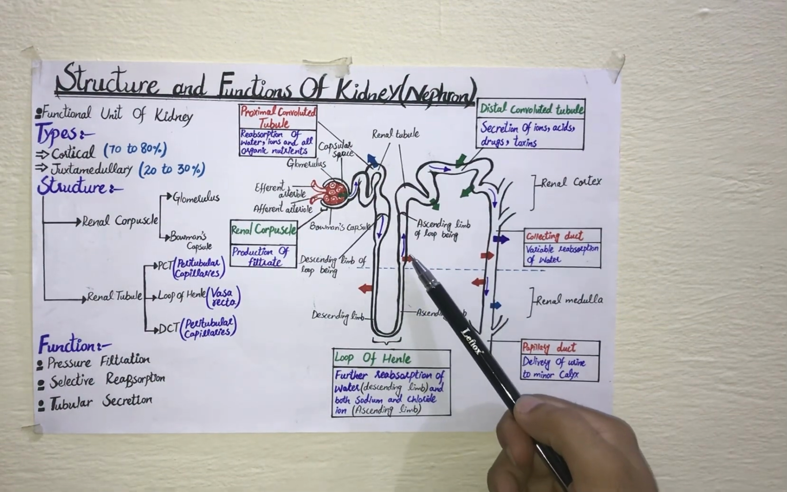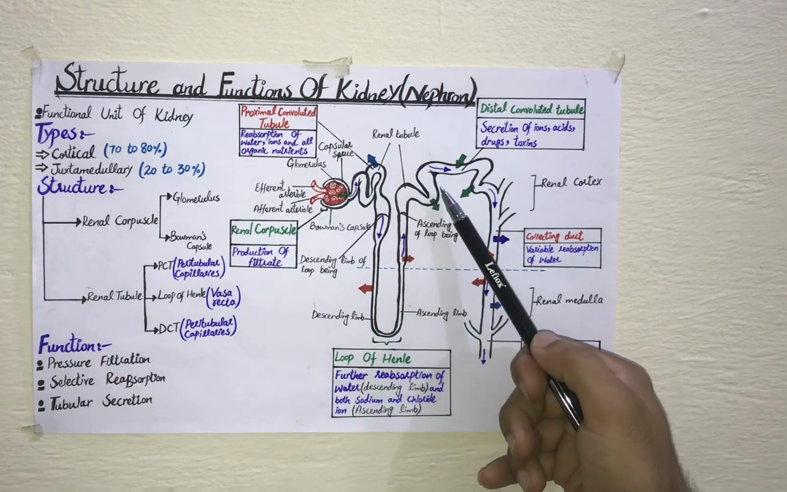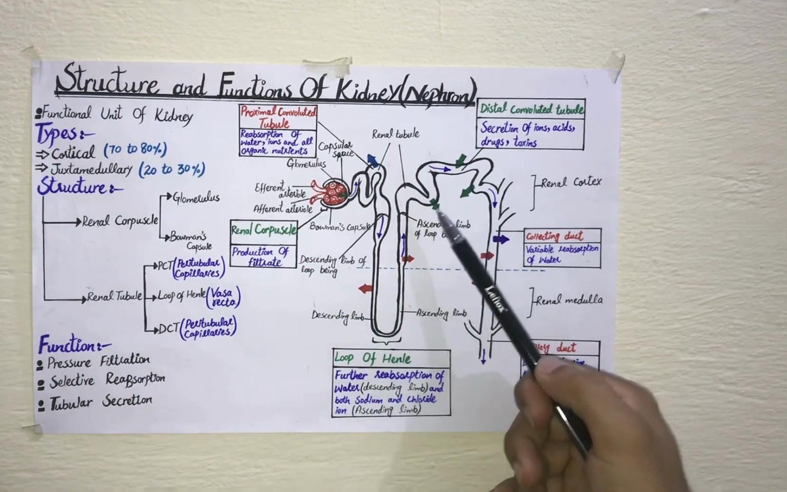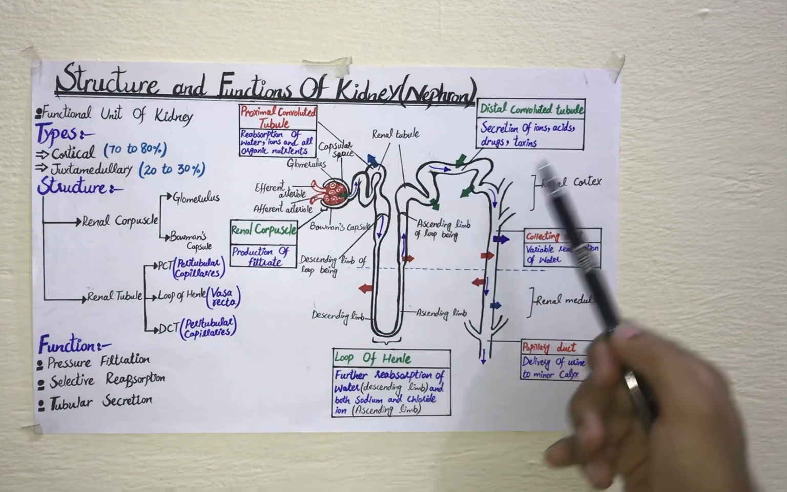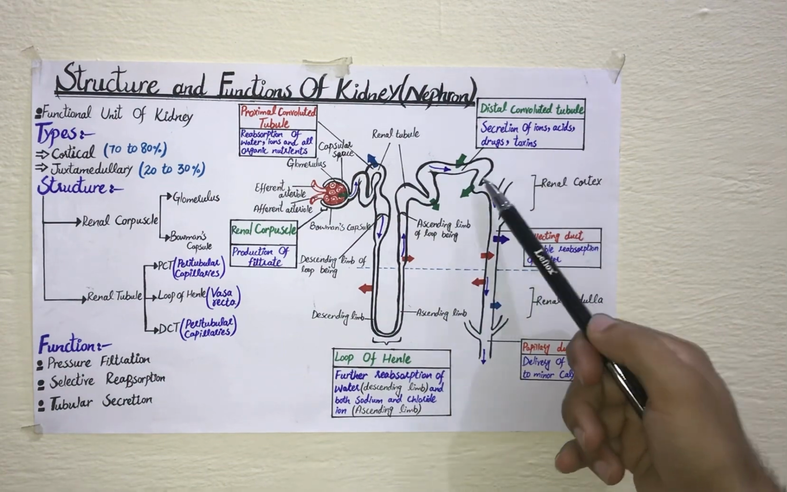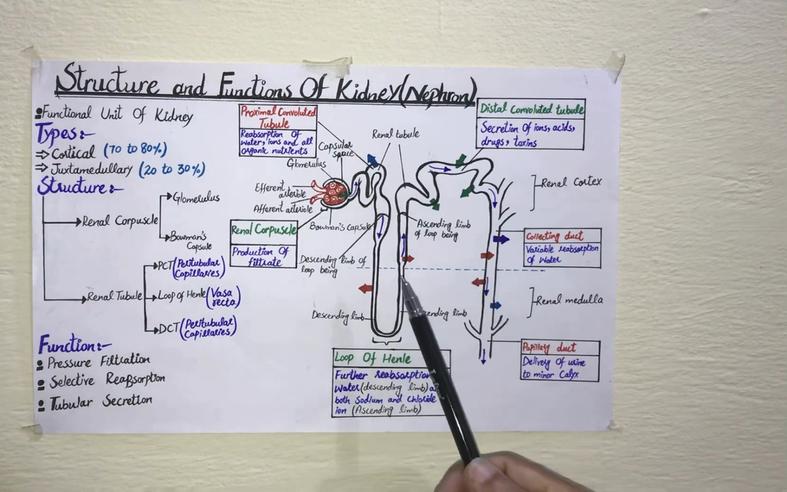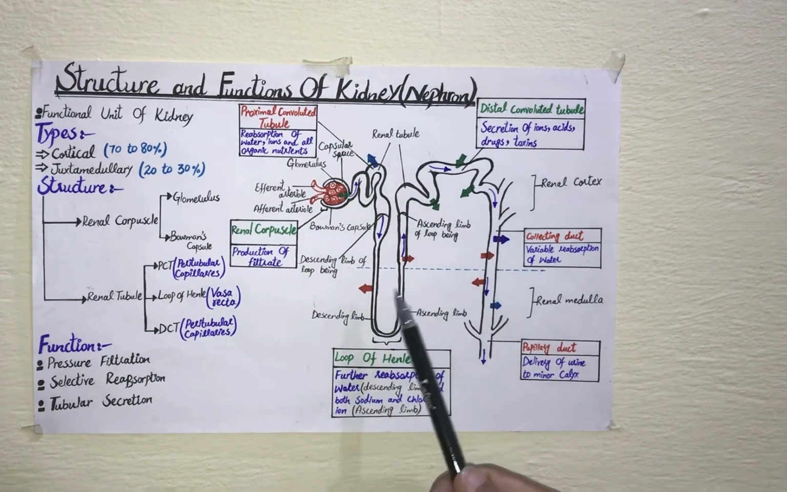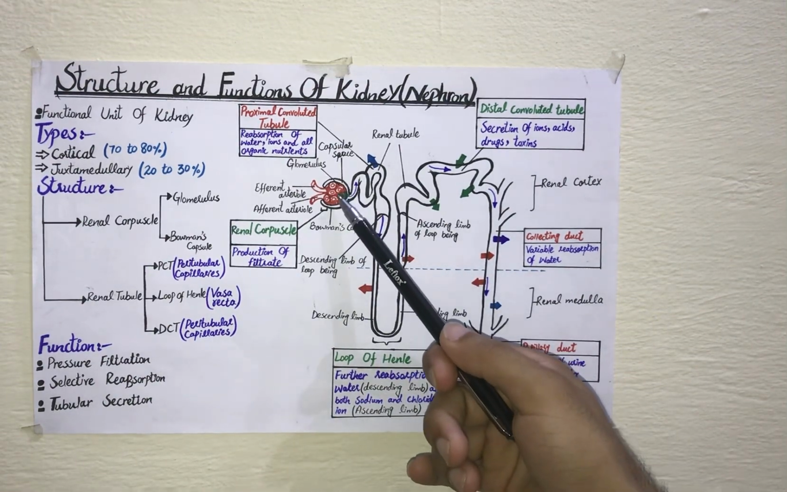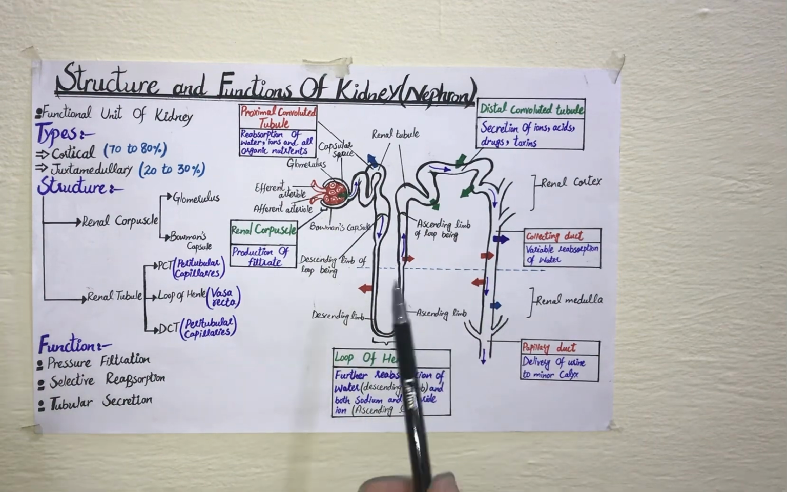Then this glomerular filtrate moves toward the distal convoluted tube. In the distal convoluted tube, again a small quantity of water along with some ions is reabsorbed back into the blood. So here around 99.8% of the filtrate that was filtered by the glomerulus is reabsorbed back into the blood.